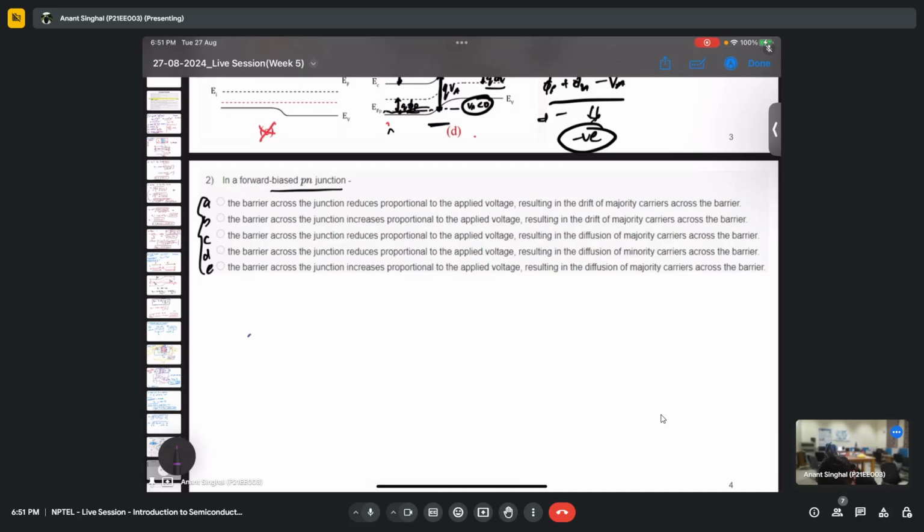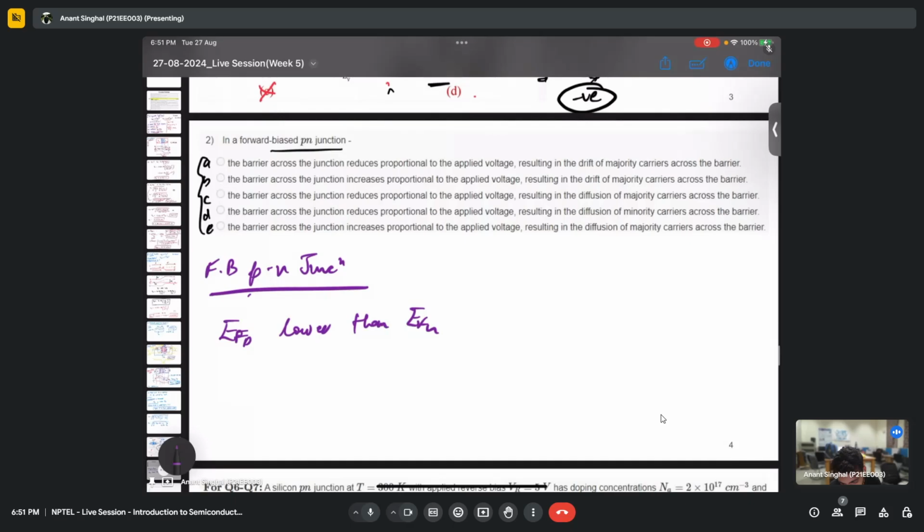So first of all, it is talking about a forward bias PN junction. What we have understood till now is that the Fermi level of the P side will be lower than the Fermi level of the N side. This is the case for each and every biased PN junction. And what will happen is that the barrier will be reduced, which we have already covered in the previous question. So the barrier will be reduced for sure. So option B will not be correct and E will not be correct. So we are left with A, C, and D.